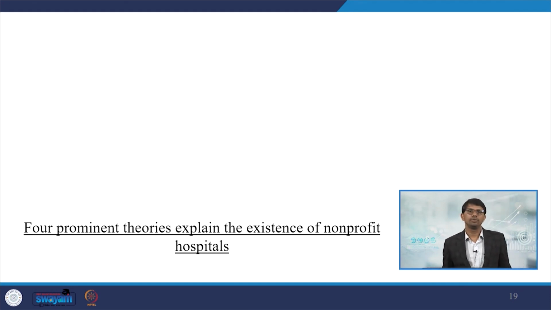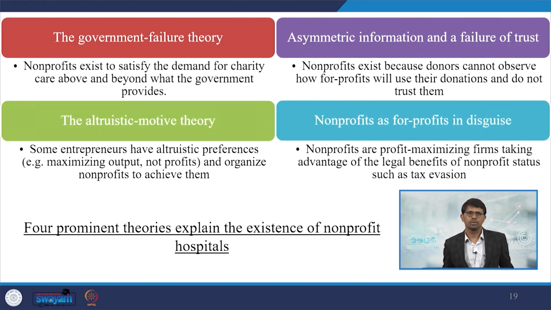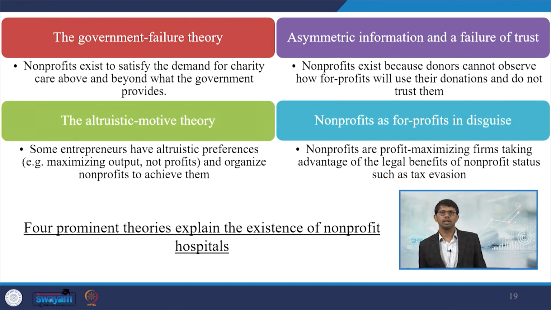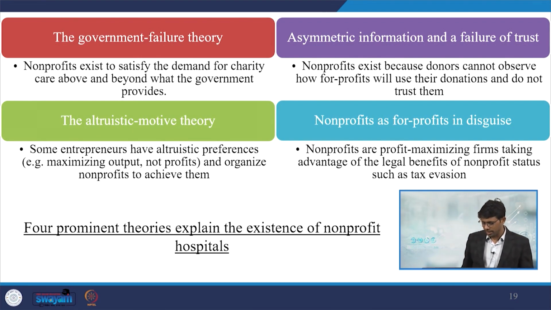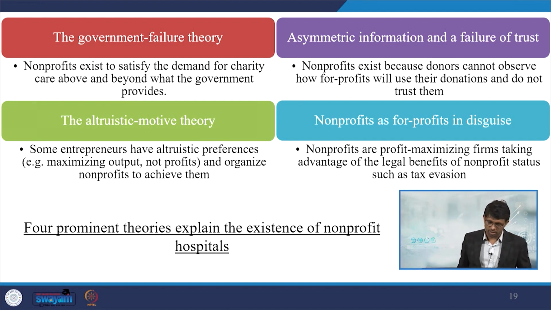One is called government failure theory. Then another is called altruistic motive theory, then asymmetric information and a failure of trust theory, and non-profit as for-profit in disguise. Government failure theory, where non-profit exists to satisfy the demand for charity care above and beyond what the government provides. An altruistic motive theory, where some entrepreneurs have altruistic preferences such as maximizing output, not profit, and organize non-profits to achieve them.